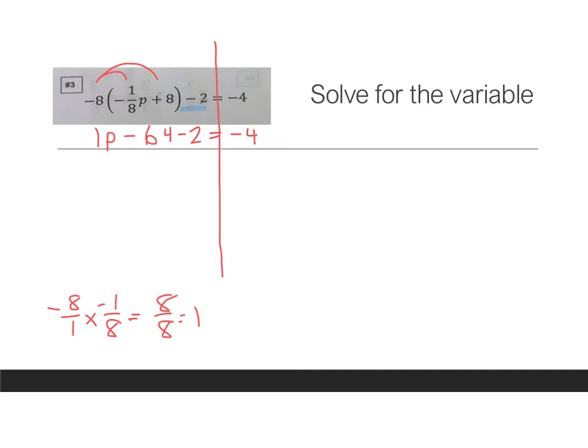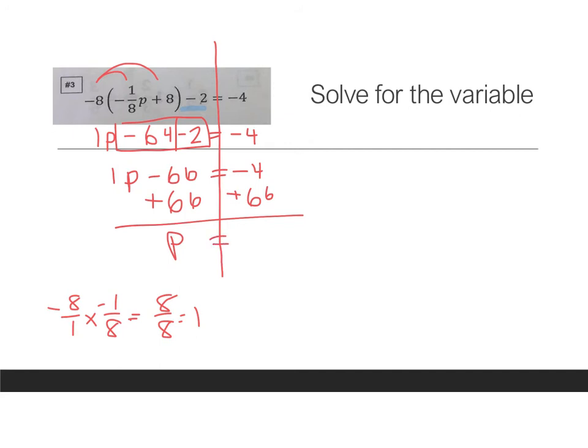Okay, as I've been saying, you still need to simplify everything before you start solving. So I still have stuff on the left side of my equation that I need to simplify. And if you look, I can combine like terms here. I've got a negative 64 and a negative 2. So I'm left with 1p minus 66 on this side equals negative 4. Now I can actually start solving my equation. So I'm going to add 66 on both sides, which will leave me with just p because it's 1p. And then I have 66 and a negative 4, which would leave me with a positive 62, because I actually have to subtract the numbers and then keep it positive. So p equals 62.